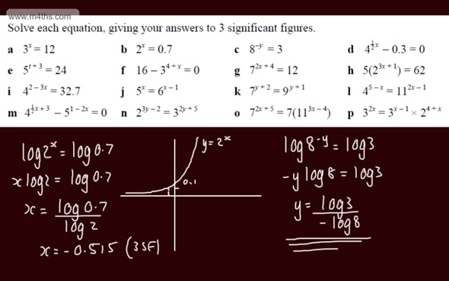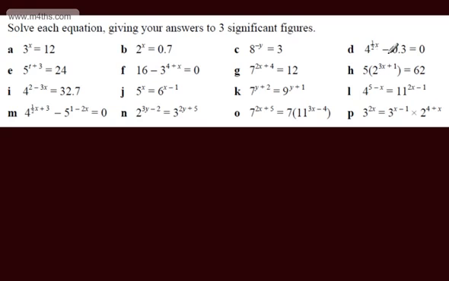Okay, let's move on and look at some others. Now with this one right here, we have 4 to the power of 1/2 x minus 0.3 is equal to 0. So all I'm going to do is rewrite this.